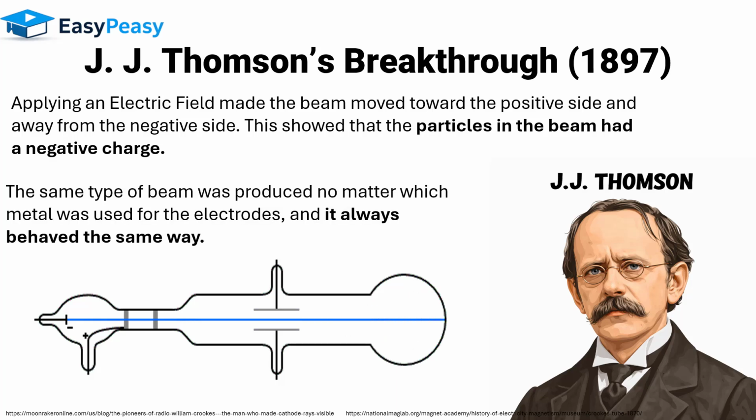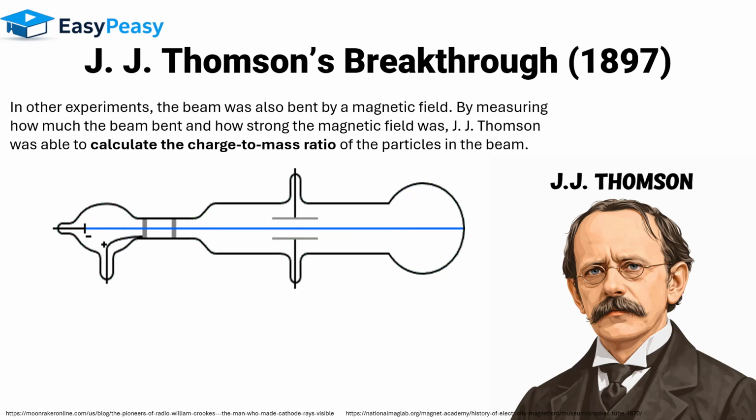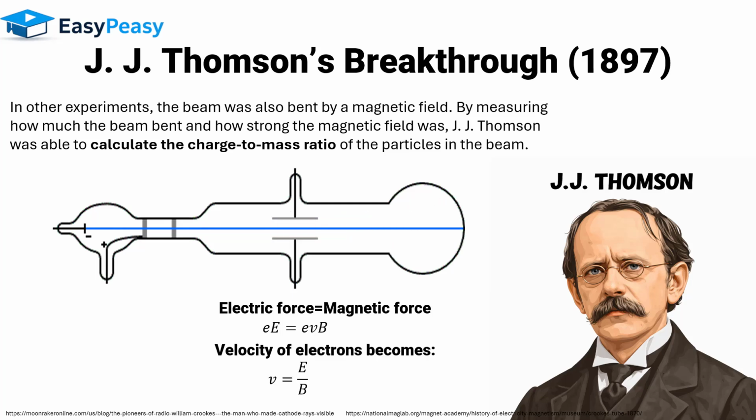Then he changed the metals, but the same type of beam was produced no matter which metal was used for the electrodes, and it always behaves the same way. Then he applied a magnetic field together with the electrical field, and the magnetic field also bends this beam of cathode rays. He adjusted both fields in such a way that the cathode rays stopped bending, which means the electrical force is equal to the magnetic force at that time. Then he put in the values and found the velocity of the electrons. He didn't know that these were electrons at that time.